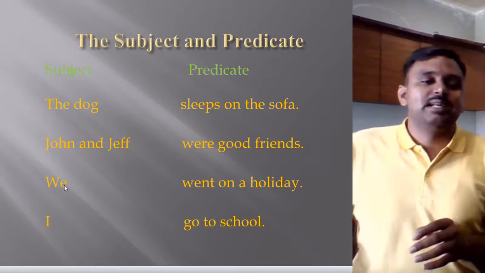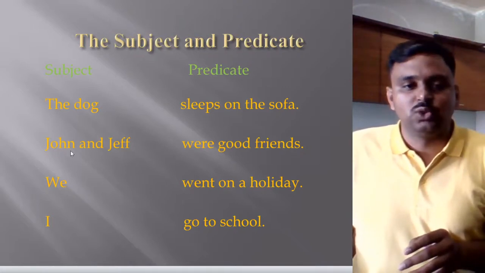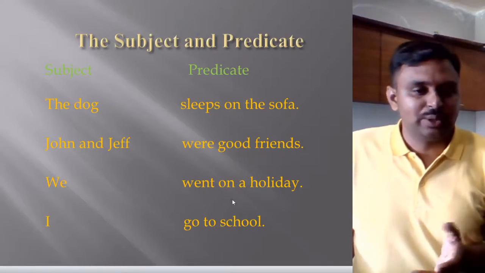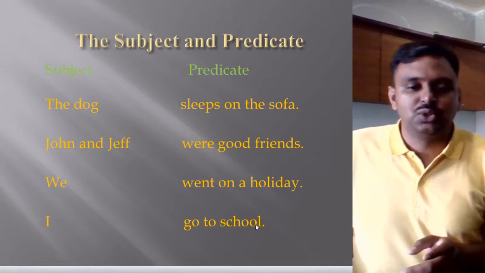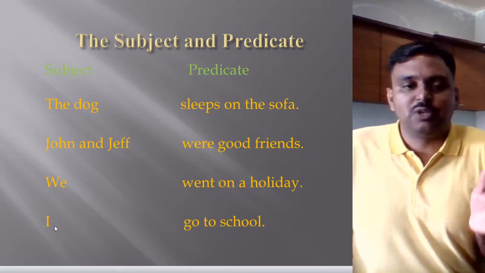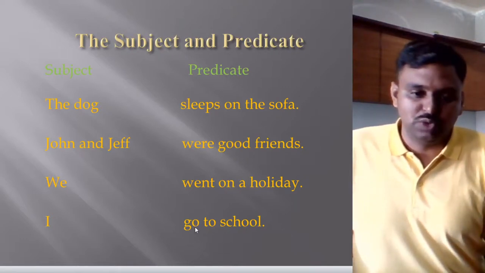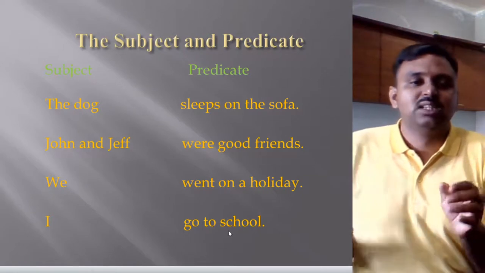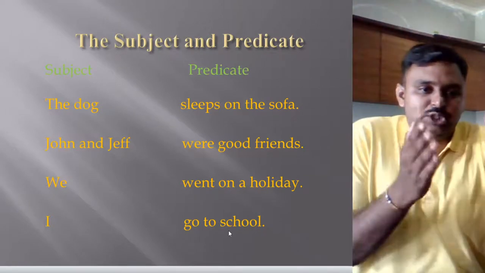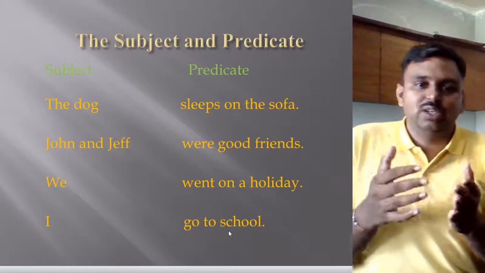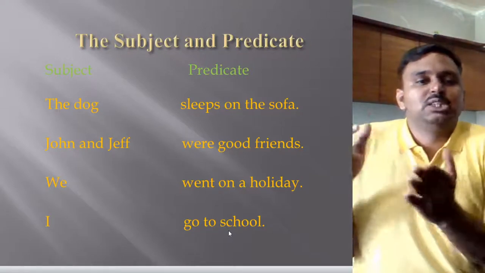Look at the next example here. "We went on a holiday." So "we" is a part of the subject here, and "went on a holiday" is the predicate. Next one, "I go to school." So "I" is a part of the subject and "go to school" is a part of the predicate here, because it is verb plus object. Remember that for a sentence, first segregate and divide the subject from it, and then divide the verb plus object.